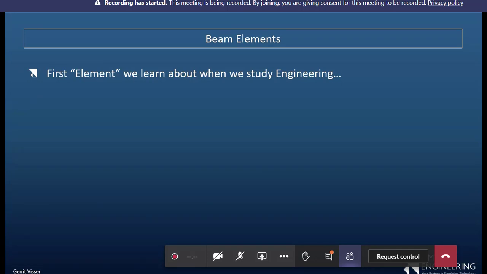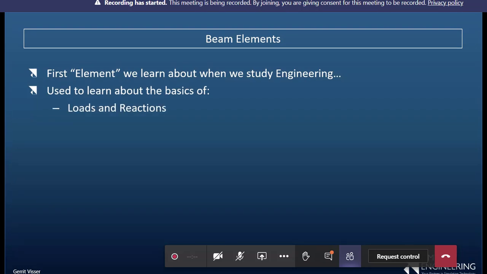Okay, so if you look at beam elements, when we study engineering, that's probably the first element that pretty much all of us learn about. It's a very simple element that you can actually push pretty far in order to help you understand quite a lot about engineering in general, stresses, strains, and so on.